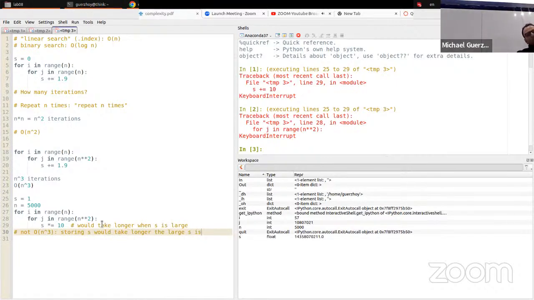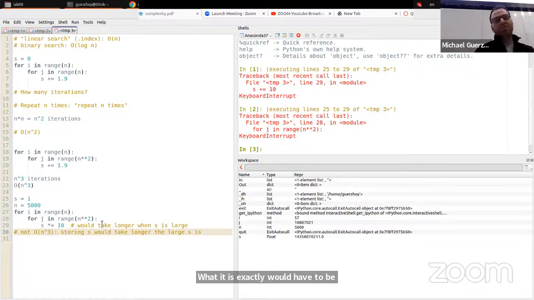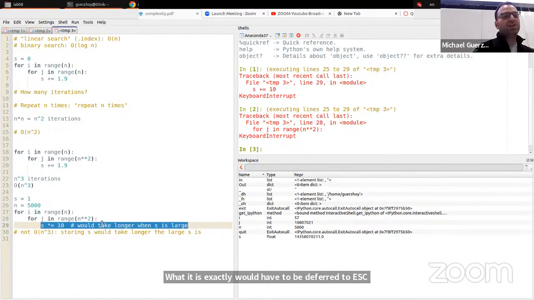What it is exactly would have to be deferred to ESC180. The thing to remember is that when you're just counting iterations, you've got to pay attention and ask, does every iteration actually take the same amount of time? In this case, no.